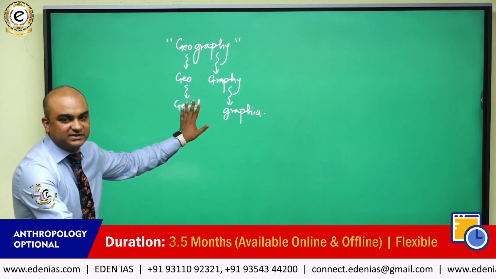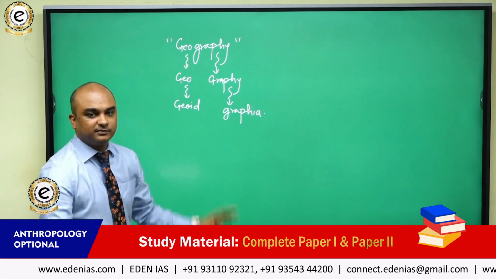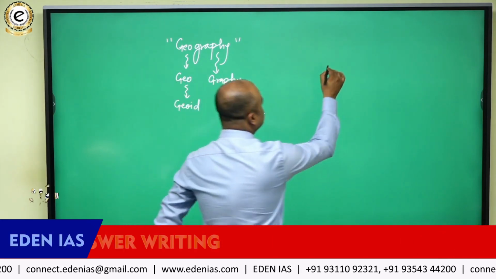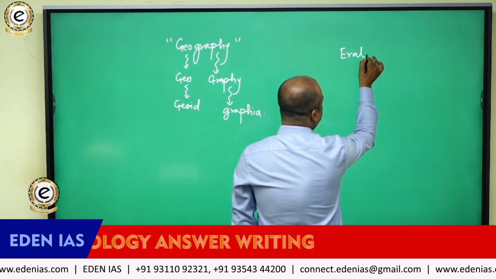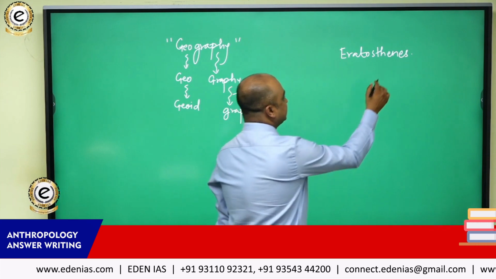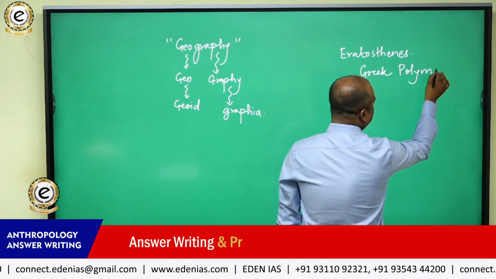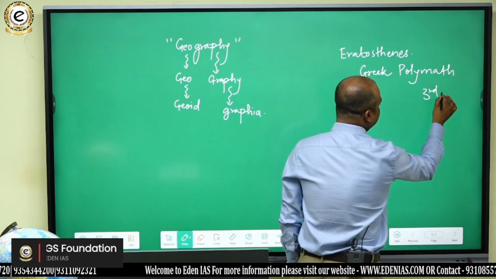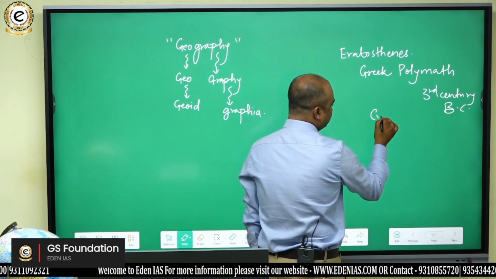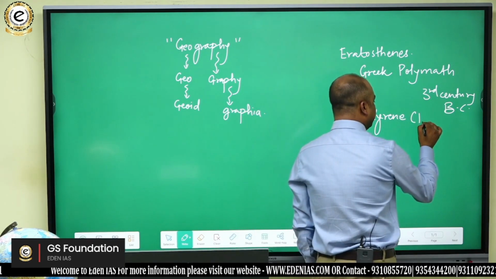I'll come to the meaning of these words in a moment, but let us try to understand who coined the word geography. कौन था वो जिसने सबसे पहले ये word use किया? That person is Eratosthenes. Now, who is this man? Eratosthenes is a Greek scholar or polymath who lived in the 3rd century BC in Cyrene. Where is this city located today? It is located in Libya.